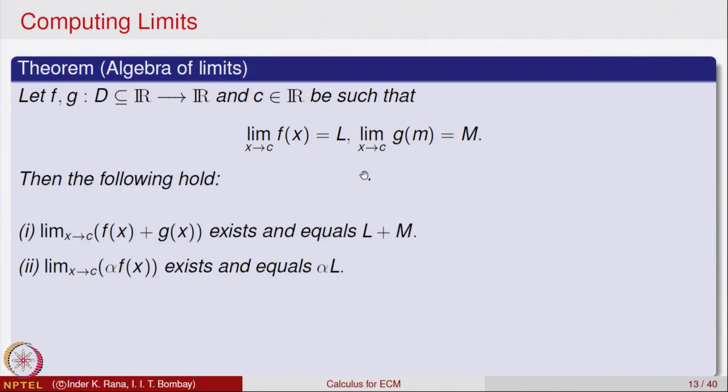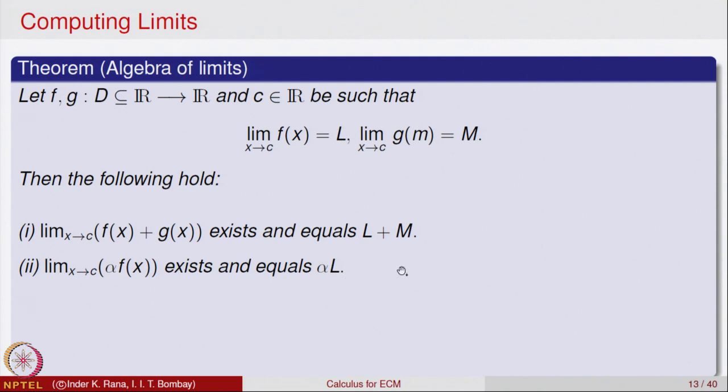Then the following hold. The first result says, if I add the two functions, f(x) plus g(x), that is the sum of the two functions, and then take its limit, that also exists and is equal to L plus M. So, the limit of the sum is equal to the sum of the limits. The second result says that if I multiply a function by alpha, so if I look at alpha times f(x), that also has a limit and it is equal to alpha times L.